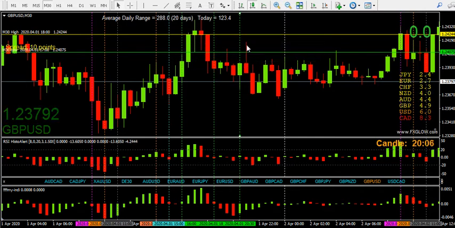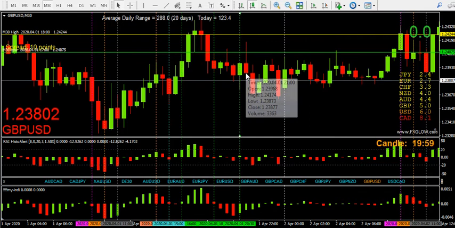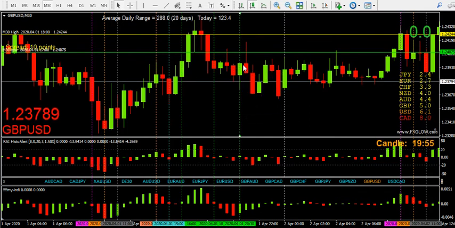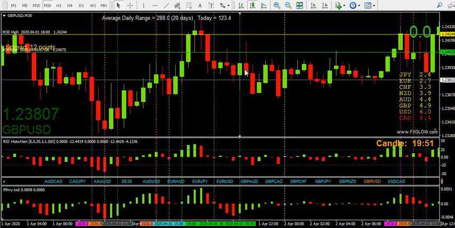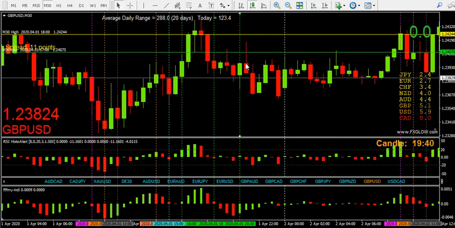Cable historically is quite spiky. In other words, there's lots of stop runs and stuff going on, in my opinion. Something like Euro US dollar, although everything is a bit erratic at the moment, volatile, Euro US dollar used to be considered fairly safe with regards spikes and stuff, but even that's mad now.